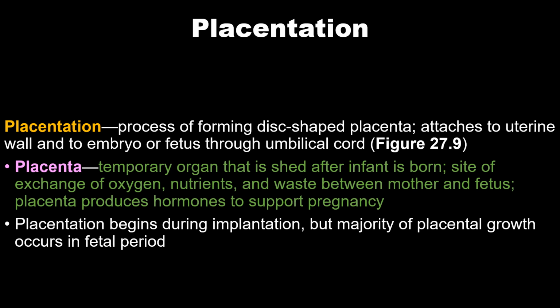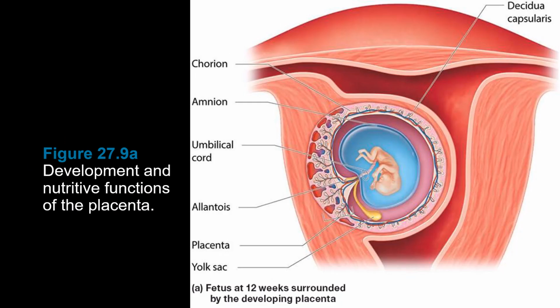Placentation occurs during implantation, but most placental growth actually occurs during the fetal period. If the placenta grows in the wrong place, it can actually block the cervix of the mother's uterus, resulting in a potentially serious condition during birth, placenta previa, and we'll look at that here in just a second. And at week 12, you can see this sort of primitive or developing placenta surrounding the fetus at this time. We'll get more in depth on these structures as we move through this section.